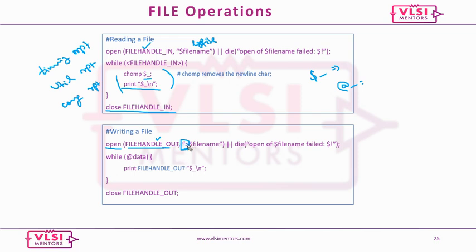Here it is the greater than symbol, which would actually open the file in write mode. And as usual, if there is no permission or the location does not exist, then it will print an error message.